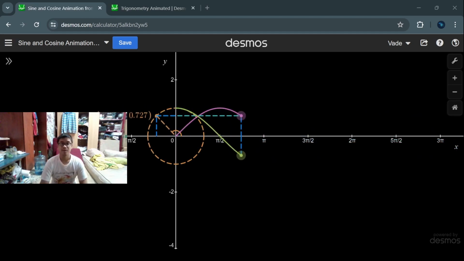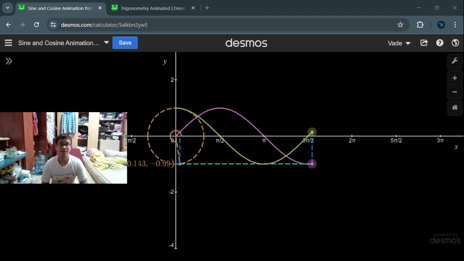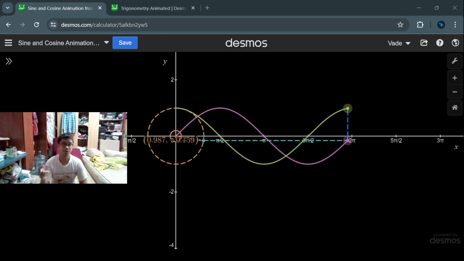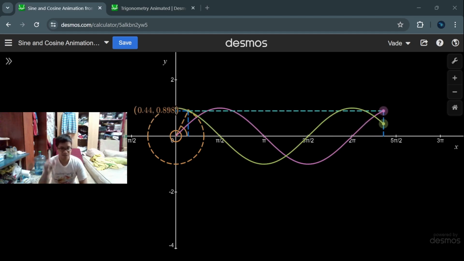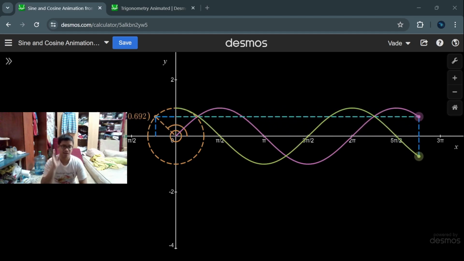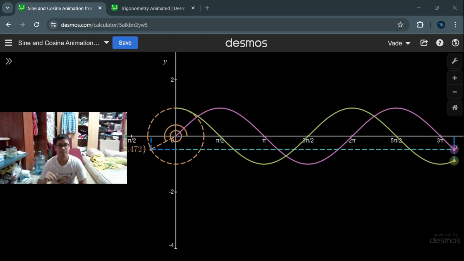So here, at least you get the idea of how they look. In the next video, we're going to graph them both. But let's focus on them one by one. Let's focus on sine and cosine one by one.